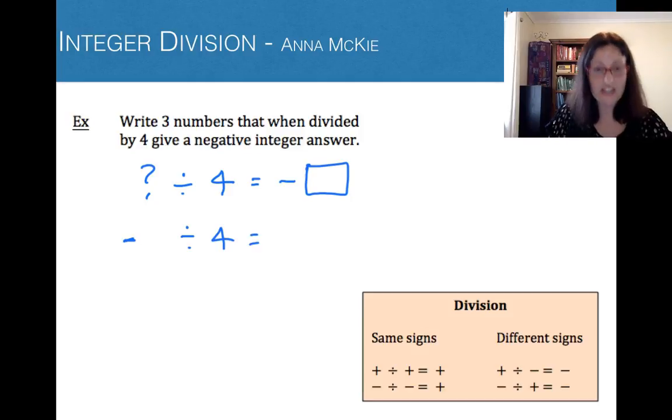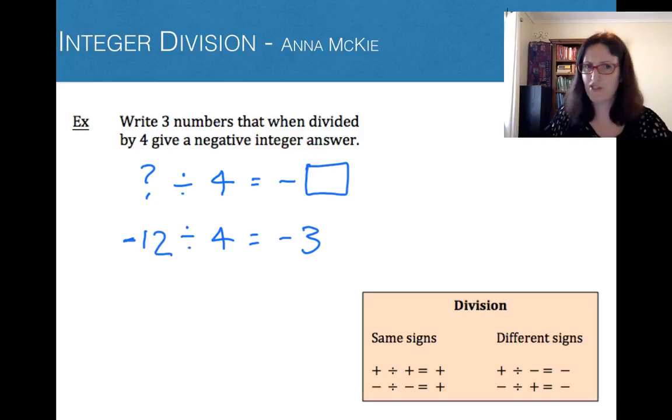And for a number to be divisible by 4 and end up with a whole number, an integer, it has to be a multiple of 4. So thinking of a multiple of 4, any one will do. I'll pick 12. So I'm going to have -12. When that's divided by 4, that would leave me with -3. And that's what we're after, a negative integer answer.